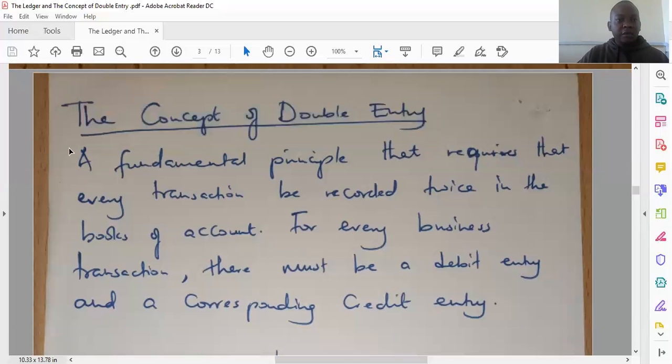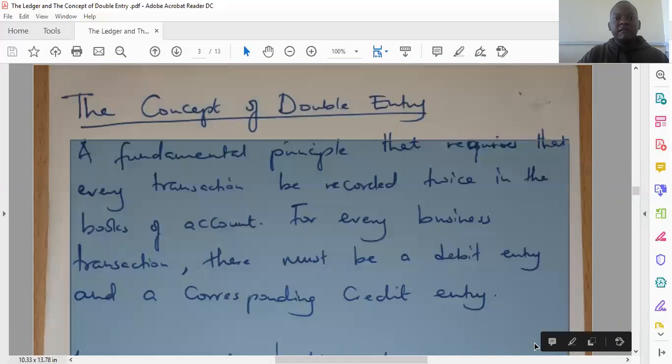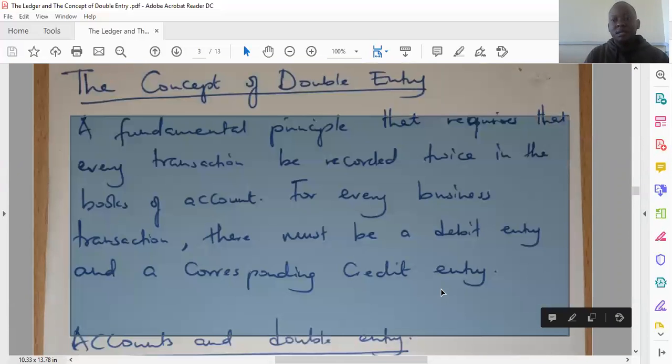The concept of double entry is a fundamental principle of recording business transactions that requires that every transaction be recorded twice in the books of accounts. That is, for every business transaction, there must be a debit entry and there must also be a corresponding credit entry. So each debit must have a corresponding credit and vice versa. That is, each credit must have a corresponding debit entry.